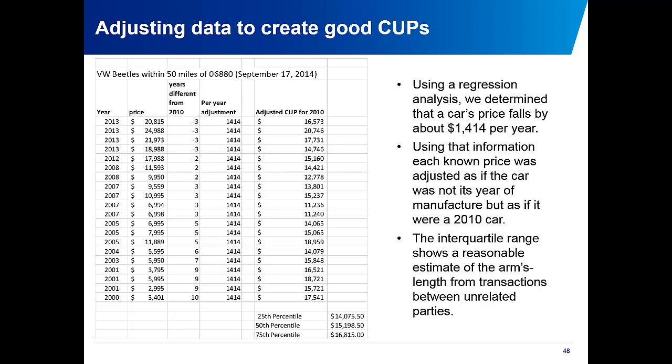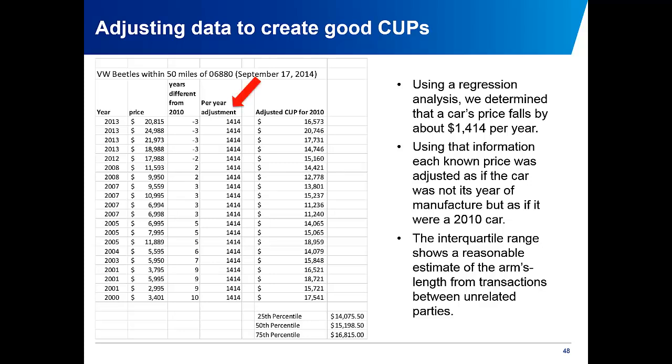From the regression analysis, what we determined is that the car's price falls by about $1,414 per year. I'm sure that's just an approximation, right? We all can talk about how much cars depreciate in the first year, but using this data for all of these different used cars, and remember they're already used cars, so they've depreciated pretty much, that first year's loss is gone. We find that we can adjust each one of these for this difference.